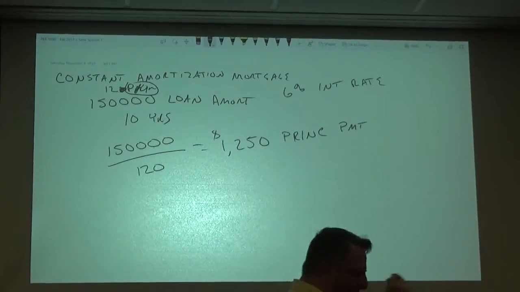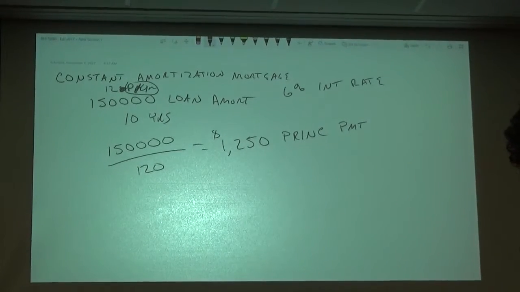Now, with that bare basic piece or pieces of information, I should be able to pick randomly any month and then you should be able to do a quick little calculation and figure out what the total payment is going to be for that month of principal and interest. So pick a month, any month between basically month 1 and month 120. Month 84.